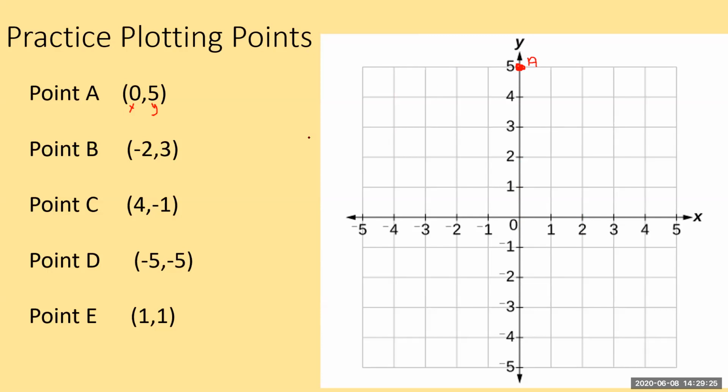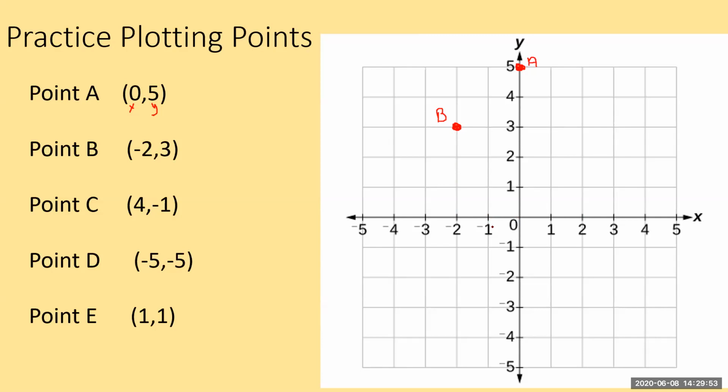All right, let's go to point B. Point B is at (-2, 3). So I'm going to start off with my x coordinate. I'm going to go over to -2, and then I'm going to go up to 3 on the y-axis. So it's going to be this point right here. This point is aligned with -2 on the x-axis and 3 on the y-axis. So this is point B.